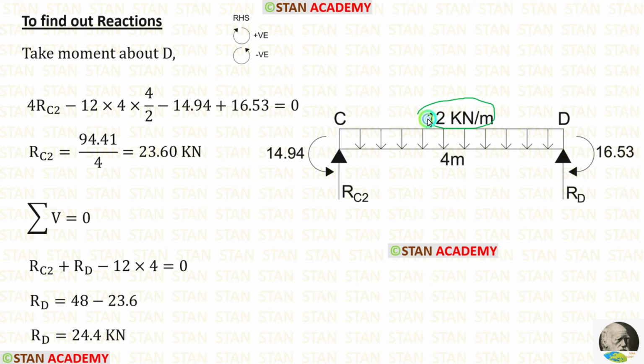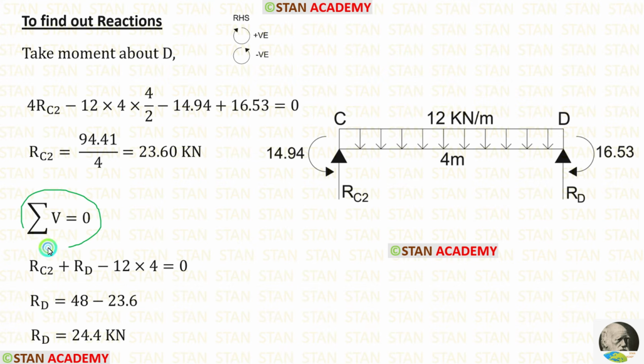The UDL 12 kN per meter is acting in the anticlockwise direction towards the point D, so it will be negative and the distance is 4 meter. When the UDL comes, we have to multiply with the distance and distance by 2. So 4 into 4 by 2. Then we are having two movements. 14.94 is acting in the anticlockwise direction, so it will be negative. 16.53 is acting in the clockwise direction, so it will be positive. Finally, we are getting RC2, which is equal to 23.6 kilonewton.